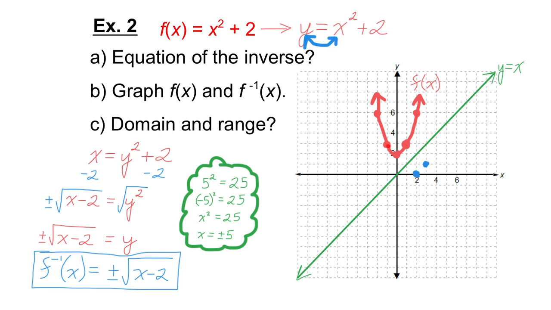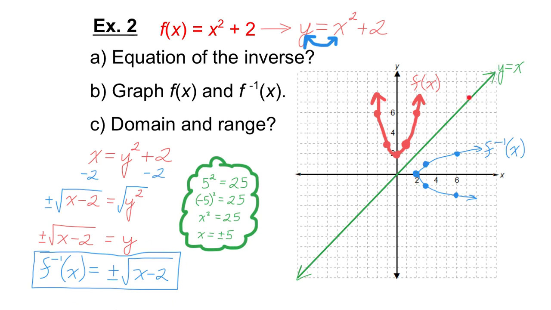This point would reflect here. And this point would reflect here. So now I can see the inverse of my function is this curve over here. So we found the equation of the inverse. We found the graph of the inverse.